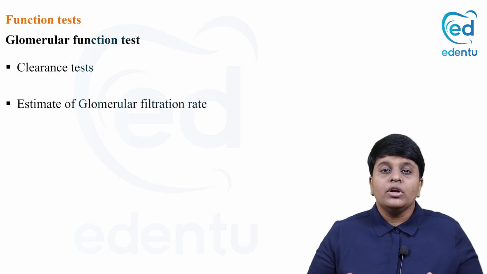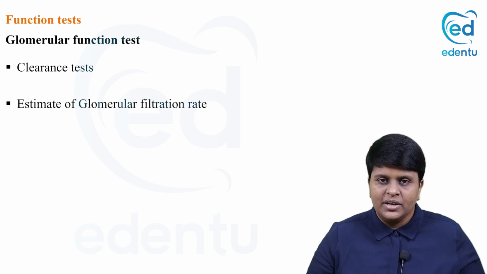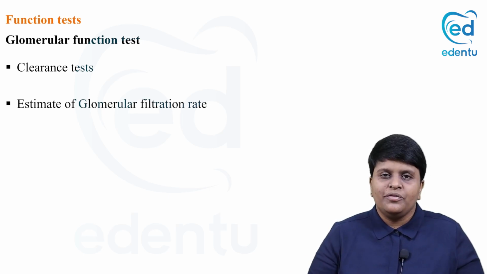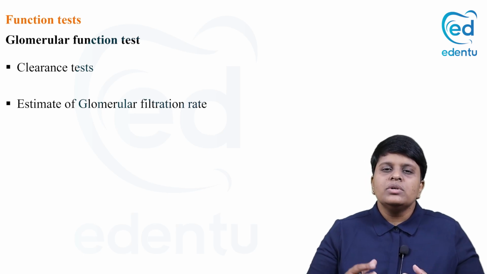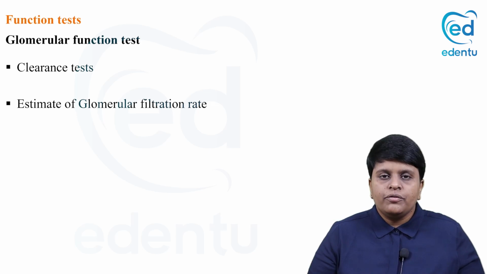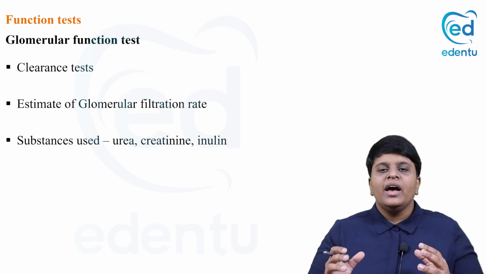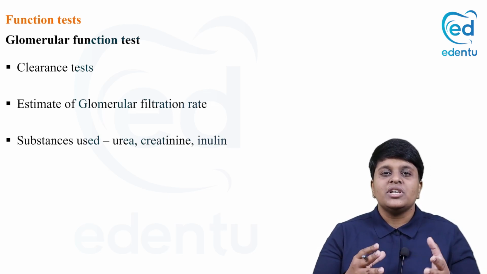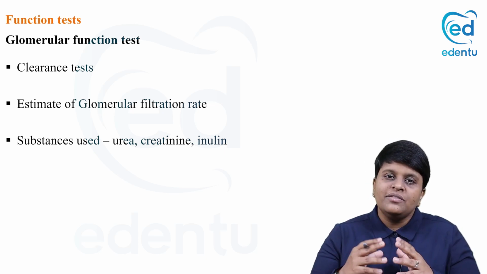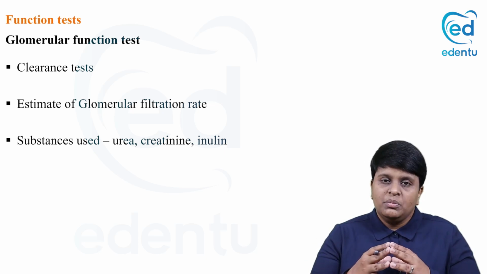The normal glomerular filtration rate will be roughly around 120 to 125 ml per minute. So these clearance tests are an indirect indicator of glomerular filtration rate. From clearance, we use certain formulas like MDRD formulas and Cockcroft-Gault equations, which help us in calculating the approximate glomerular filtration rate. And there are various substances which are used to study the clearance. There are endogenous substances which are present within the body. So these are non-invasive. We also have exogenous substances which may be invasive.